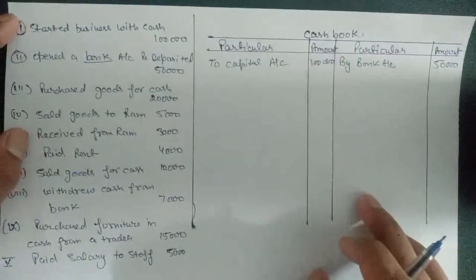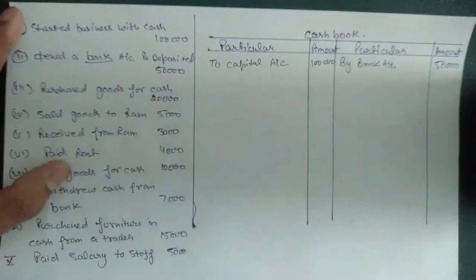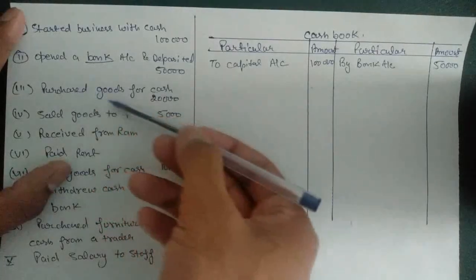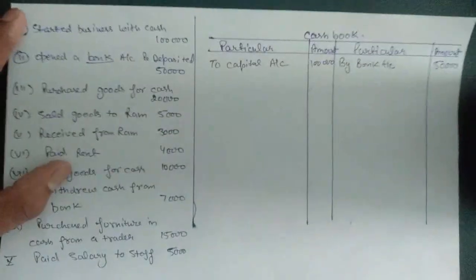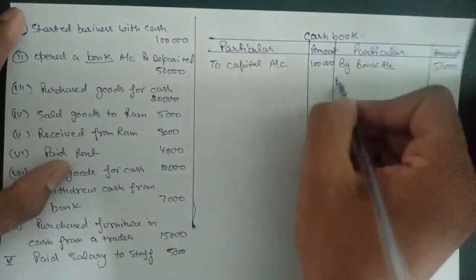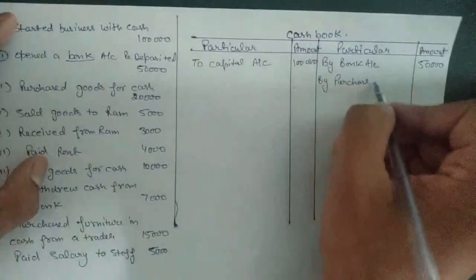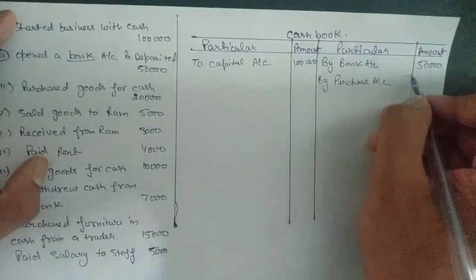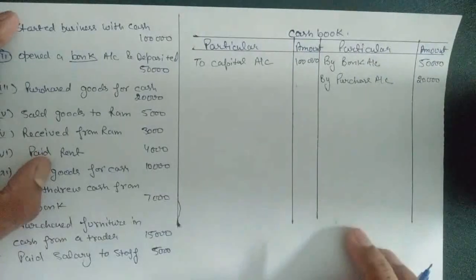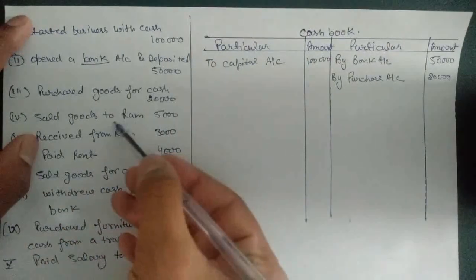Our next entry is purchased goods for cash 20,000. As I told, we need to check inflow or outflow of cash. So when we are purchasing goods for cash, it means it is an outflow of cash from the business, because we are purchasing goods. So the entry will go by the name of purchase. By purchase account, how much? 20,000. Clear.